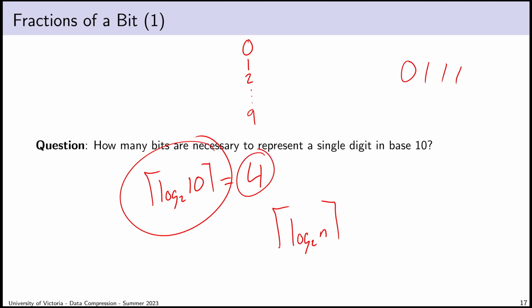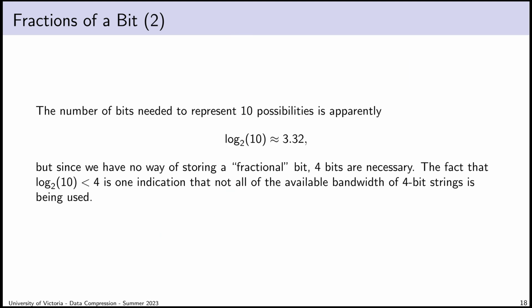So if I have 4 bits, there are 16 possibilities. But I only have 10 symbols, which means I'm not using all of the possible bit strings. The point I want to make is not so much about that. It's actually mostly getting comfortable with this fractional bit and maybe learning that it's not so useless after all.